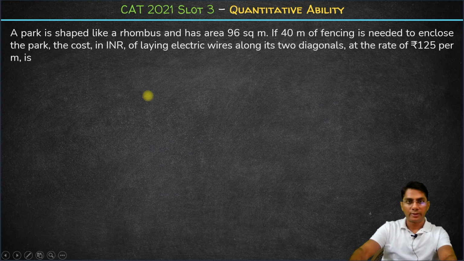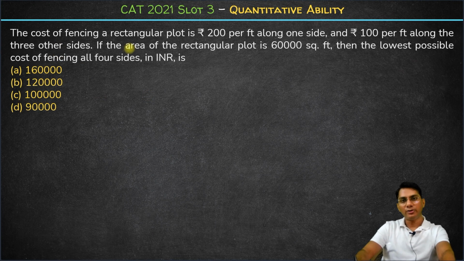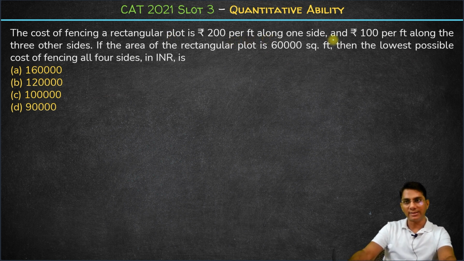Hi, so here in this question we have the cost of fencing a rectangular plot is 200 per feet along one side and 100 per feet along the three other sides. So let's say this is the rectangular plot. These sides are x, y, x and y. A rectangle will have equal opposite sides.